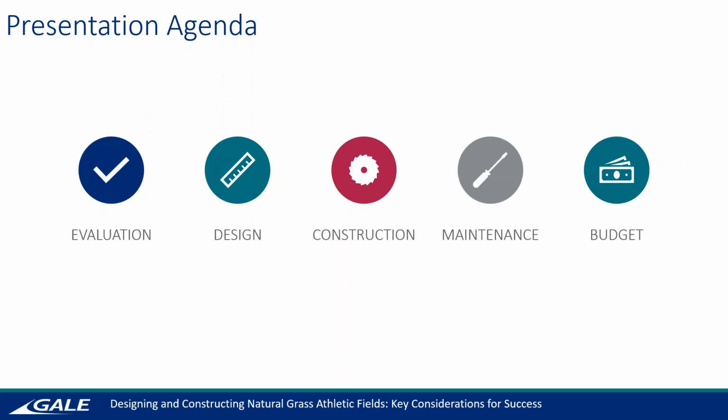The evaluation portion, we'll touch base on taking a look at an existing athletic facility, an existing natural grass field that's been having some issues, and you want to see what you can do about making improvements and renovating it. And then in the design portion, we will talk about things that you can do to create a new natural grass field from the start, or what you could do to modify the existing field to make it perform better and at an optimal level.